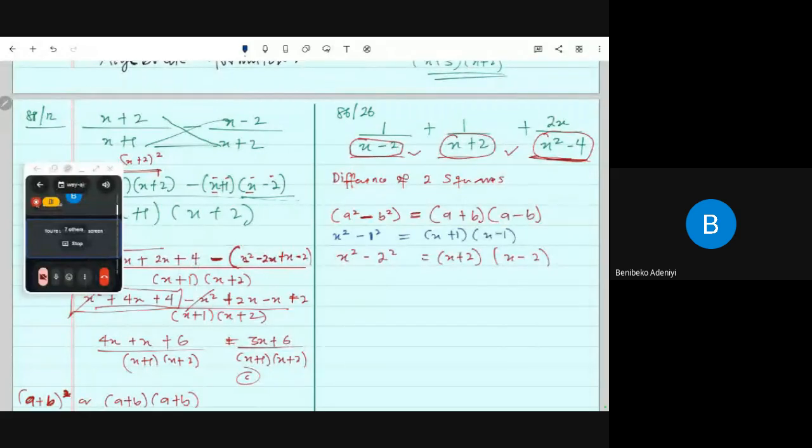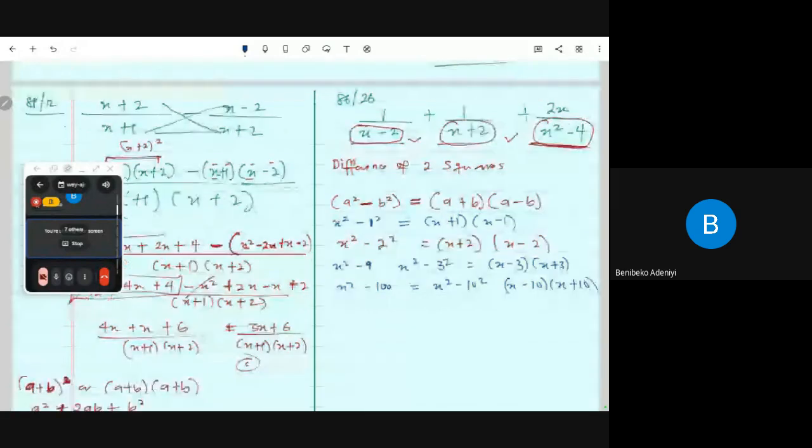So JAMB will trick you. Do you understand? Sometimes they will do x squared minus 9. 9 is a square number, 3 squared. So it is x squared minus 3 squared, which can be expressed as what? (x minus 3)(x plus 3). x squared minus 100, that would be what? x squared minus 10 squared, which is what? (x minus 10)(x plus 10). Is this clear? Now, let's come back to this question.